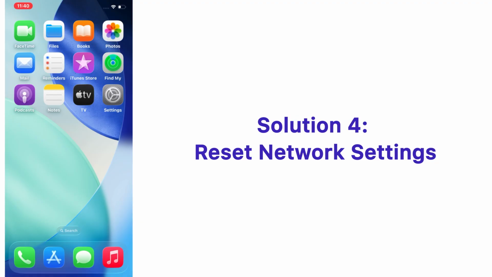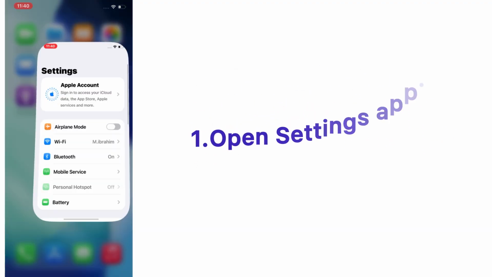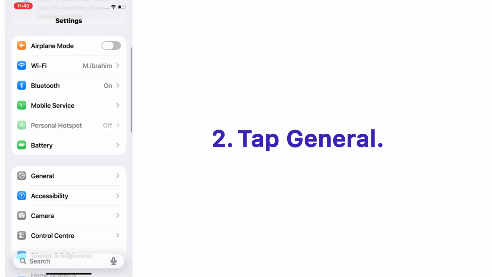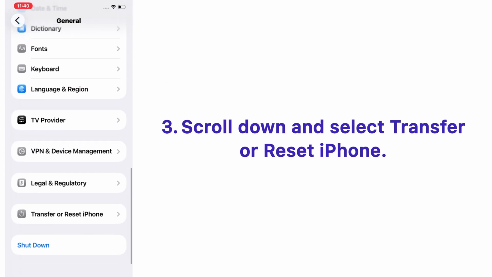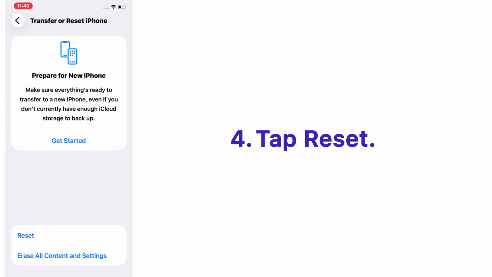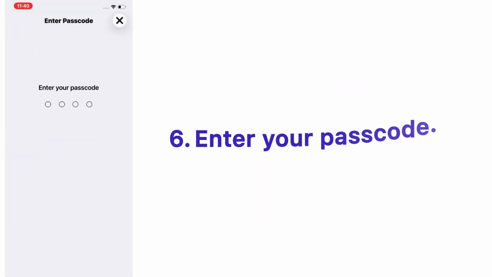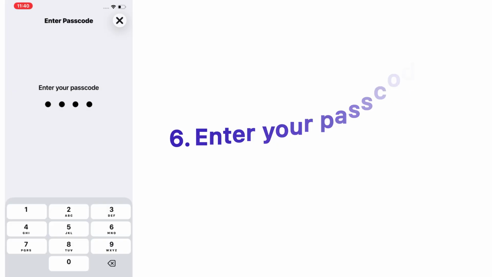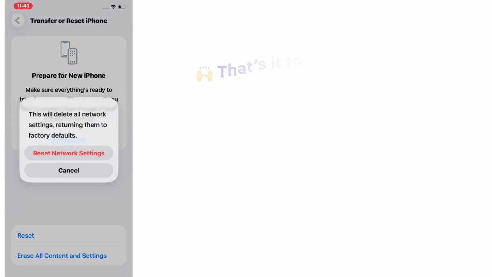Solution number 4. Reset Network Settings. Open the Settings app on your iPhone. Tap on General. Scroll down and select Transfer or Reset iPhone. Tap Reset. Choose Reset Network Settings. Enter your passcode. Confirm again to reset network settings.